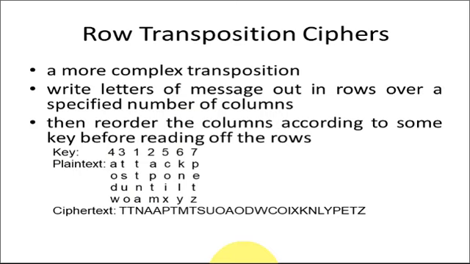In the row transposition cipher, we consider a matrix format. Both sender and receiver use the same key. Here the key is 4312567, a unique number. Assume the message is "attack postponed until 2 AM". This is the message we want to encrypt.